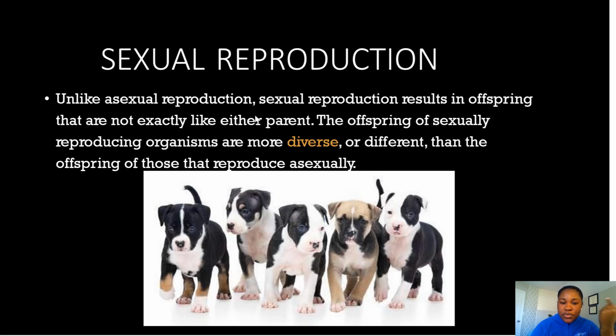Unlike asexual reproduction, in sexual reproduction, the organisms that are the offspring are not identical to their parent. They're more diverse because you have two parents' genes coming together to make these new offspring.